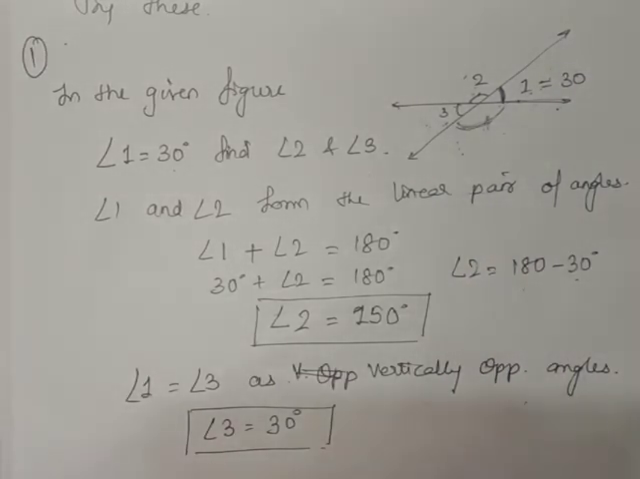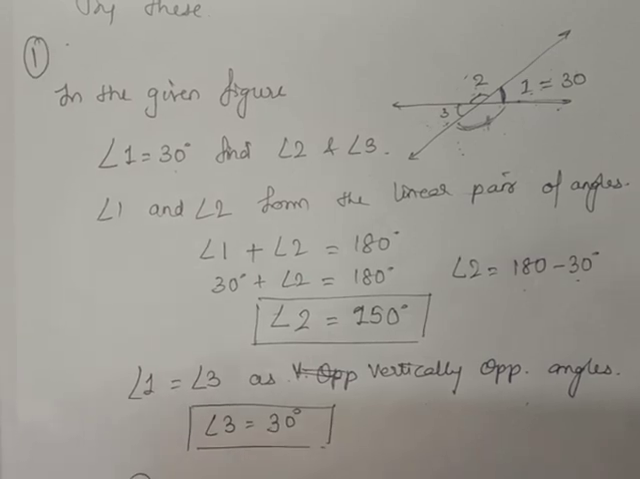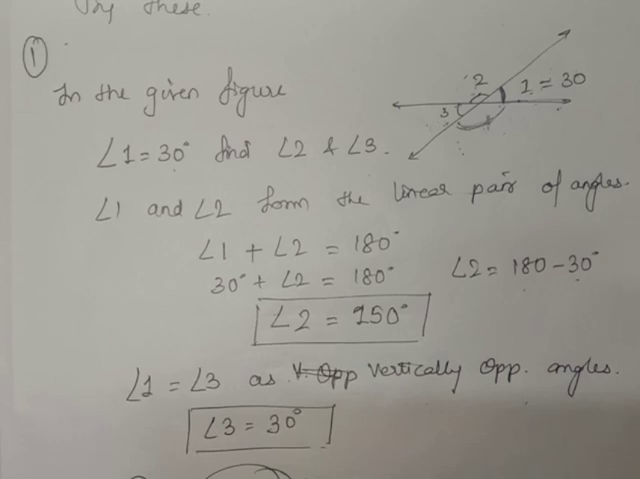Now question number 2 is: give an example of vertically opposite angles in your surroundings. This question number 2 is homework for you. Find the things near your surroundings which show vertically opposite angles.